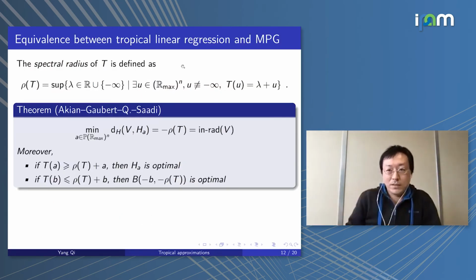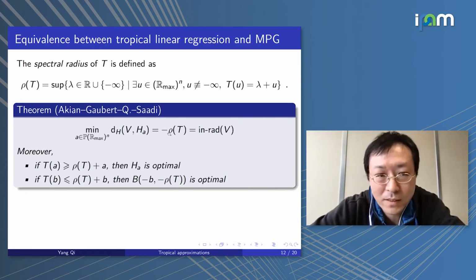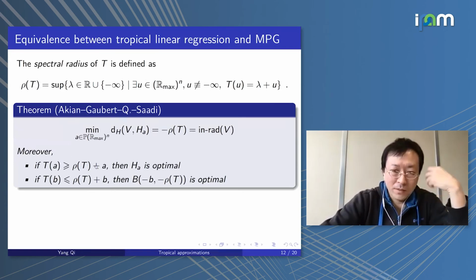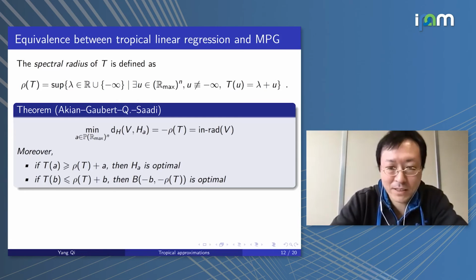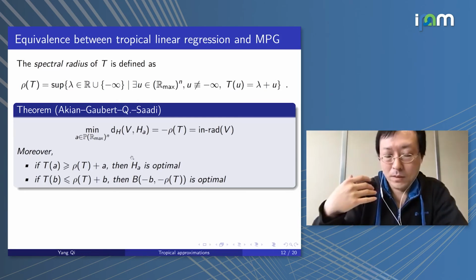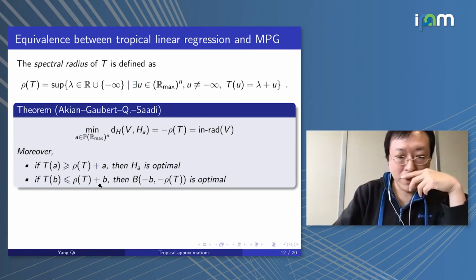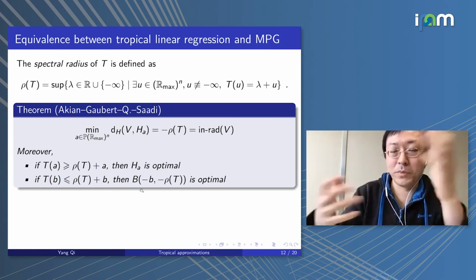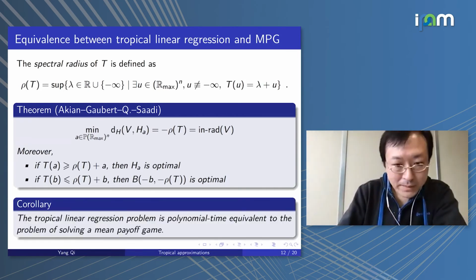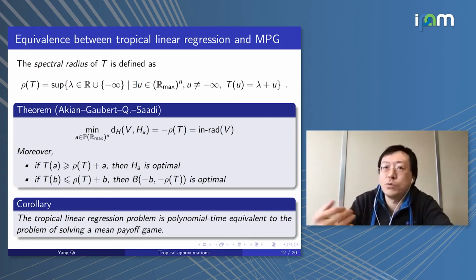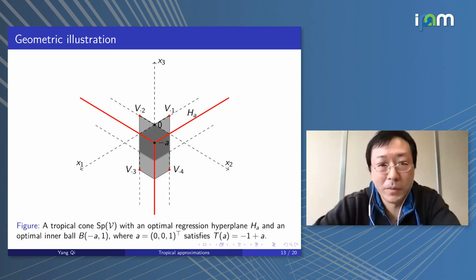Okay, so why is it related to the inner radius? Here, in fact, we can show that the inner radius of the column space of a given tropical matrix is equal to the negative of the spectral radius of the associated Shapley operator. Moreover, if A is, let's say, a sub-eigenvector, in fact, we can find the best hyperplane H_A from this sub-eigenvector, and if B is some super-eigenvector, of course, we can find the corresponding Hilbert ball contained in this tropical polytope. So as a corollary, we get that the tropical linear regression problem is polynomial-time equivalent to the mean payoff game.